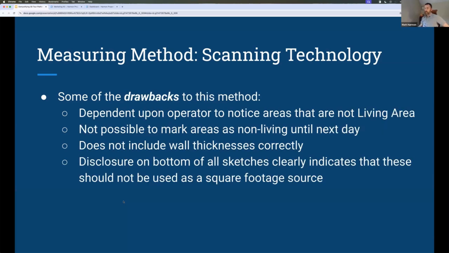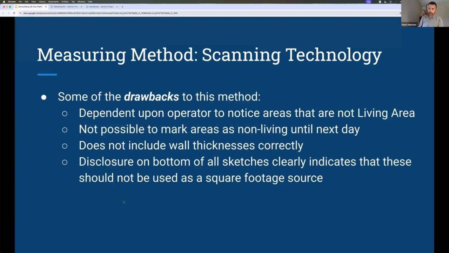Some of the drawbacks to the method is that it is dependent upon the operator to notice areas that are not living area. That phrase is directly from the Real Estate Commission in that bulletin that they put out. What they mean by this is that when you are the operator and you're waving a cell phone through a house to measure it or to scan it, the device doesn't know the Real Estate Commission guidelines, especially things like, is this room heated? Are the ceiling heights as high as they need to be? So the operator or the holder of the cell phone or the operator of the Matterport camera has to know those things or the sketch will be wrong.